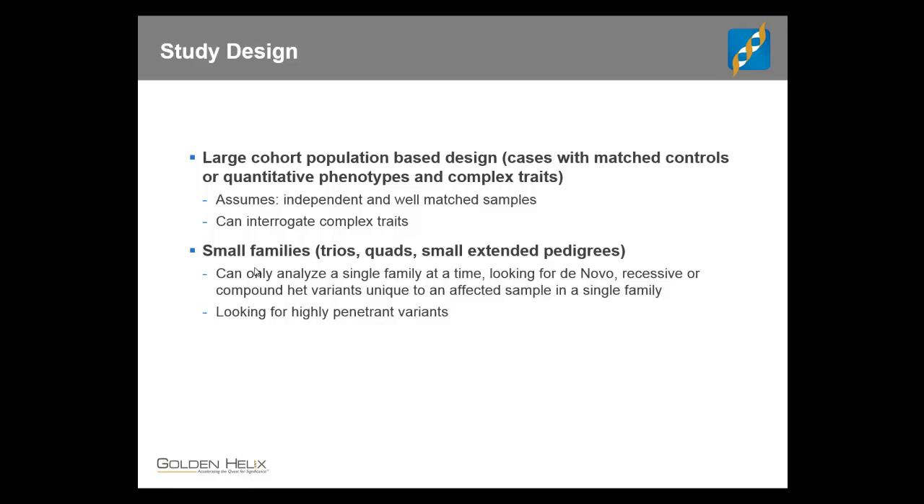This design is looking for highly penetrant variants for a heritable trait, either de novo mutations, recessive, or compound heterozygous variants. But that is not what we're going to be talking about today. We're going to be talking about large N study designs. And the assumptions for a large N study design are fairly rigid, and if followed to the letter, require performing analysis for all populations or subgroups separately, and then performing a meta-analysis to bring the results back together.